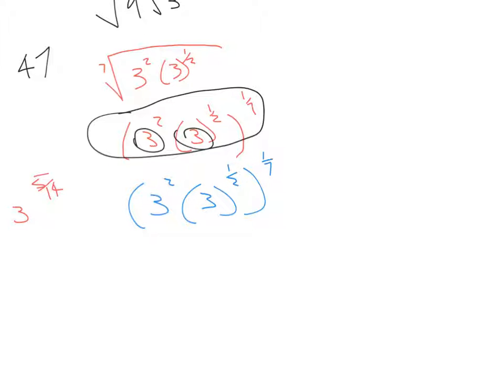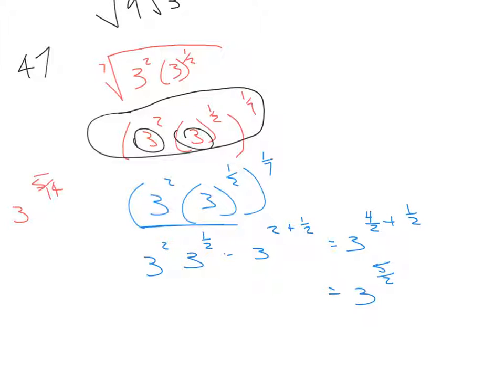in the other one? Well, if I combine these, because the 3's are the same, I'm going to have 3 squared, 3 to the 1/2, which is equal to 3 to the 2 plus 1/2, which equals 3 to the 4/2 plus 1/2, which is equal to 3 to the 5/2. Okay? And that's going to be to the 1/7 power. So let's put that 1/7 on here and then multiply.